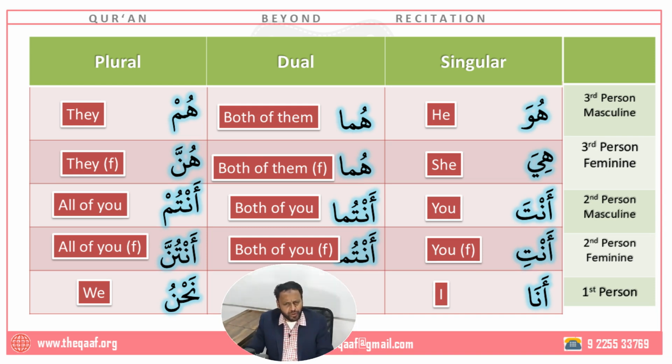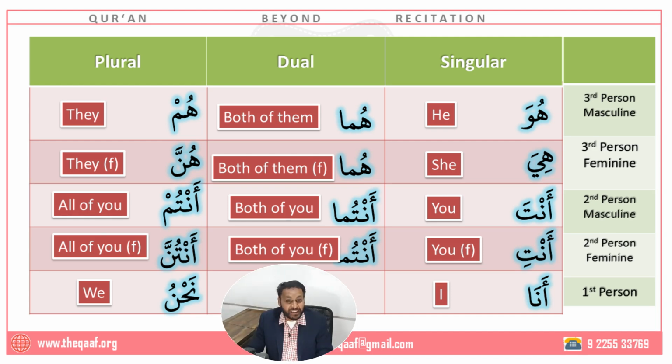Okay, what about anta? Anta means you. Anta muhandisun, you are an engineer. Antuma, both of you. Similarly, antum, all of you. You, both of you, all of you. And these meanings repeat in the bottom row as female.